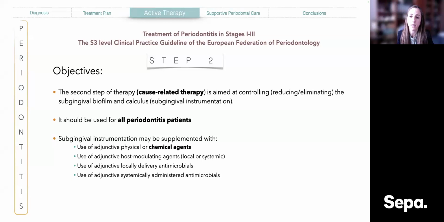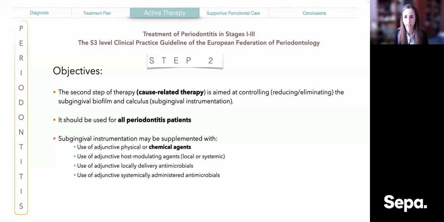Now, if we move to the second step of therapy, we will need to change our mindset and now forget about the behavioral changes and risk factor control, and now go for the active control of subgingival biofilm and calculus. This second step consists mainly in subgingival instrumentation and needs to be implemented in every patient with periodontitis. Nevertheless, in some situations, the additional use of local or systemic agents can be taken into consideration.